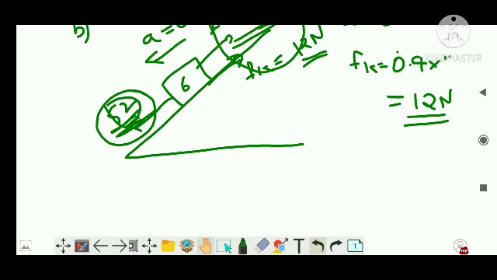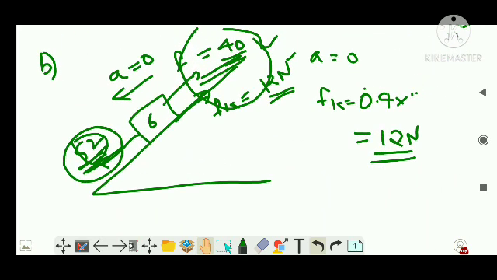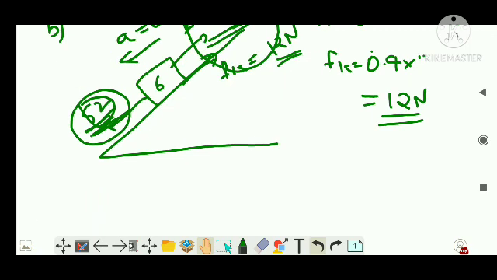Clear? Right? Then that means the object is at the brink of not accelerating. Clear? That the minimum force should be 40 Newton, so that the object will be moving by its own with a constant velocity. Clear? Not accelerated motion.